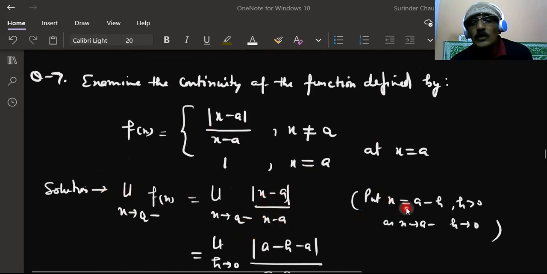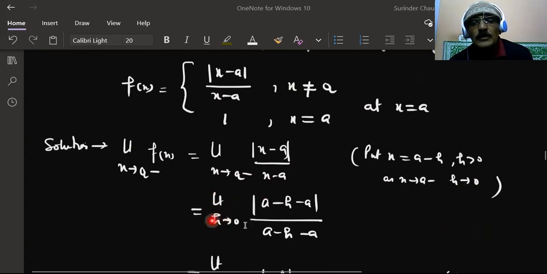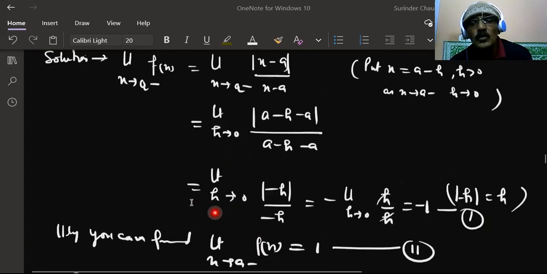So put x equal to a minus h, where h tends to 0 as x tends to a from negative. So change the limit: limit is equal to limit h tends to 0 of modulus of (a minus h minus a) upon (a minus h minus a). The a minus a cancels, so it is limit h tends to 0 of modulus of minus h upon minus h. Modulus of minus h is equal to h, and the minus sign is here, so it is equal to minus 1.